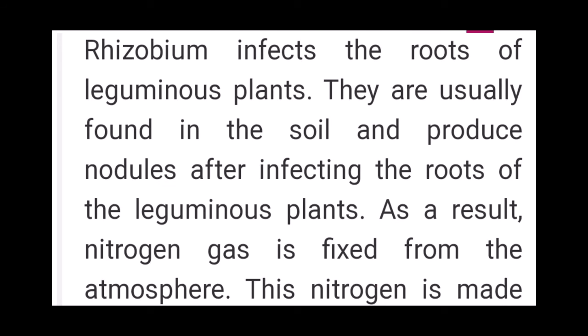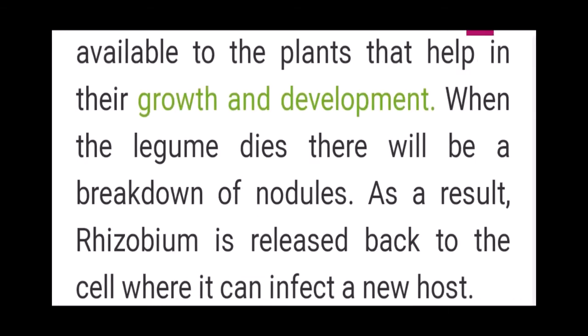Rhizobium infects the roots of leguminous plants. They are usually found in the soil and produce nodules after infecting the roots of the leguminous plants. As a result, nitrogen gas is fixed from the atmosphere. This nitrogen is made available to the plants, which helps in their growth and development.